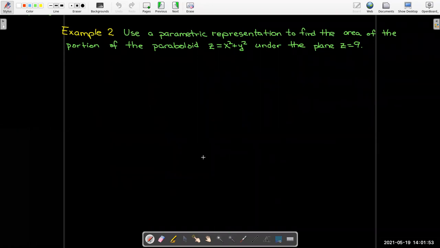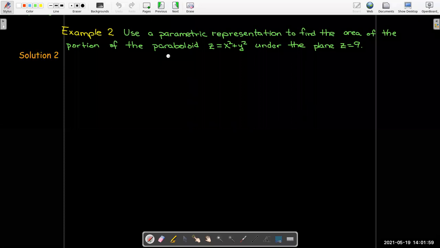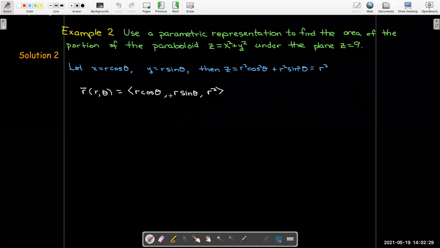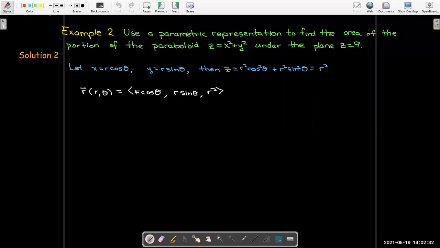Well, we could use a different parametric representation. We could use, for example, x equals r cosine theta, y equals r sine theta, which would mean z equals r squared cosine squared theta plus r squared sine squared theta, which is just r squared. So now I have two r's. One is the vector r and one is the parameter r. So our parametric representation would be the vector r with component functions r cosine theta, r sine theta, and r squared.